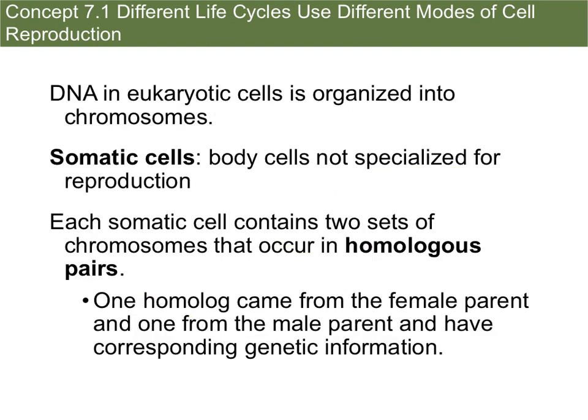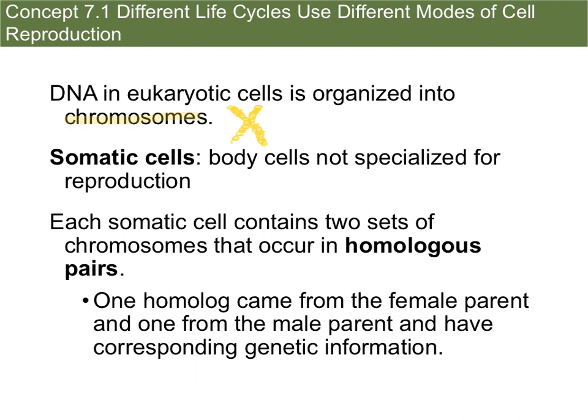Now, DNA in eukaryotic cells is organized into chromosomes. And if you remember back in previous units, we talked about how eukaryotic DNA is linear and it's wrapped around these histones and it goes through these levels of protein packaging in order to form these X-shaped chromosomes that you're used to seeing. And these chromosomes can be found in all of your cells.